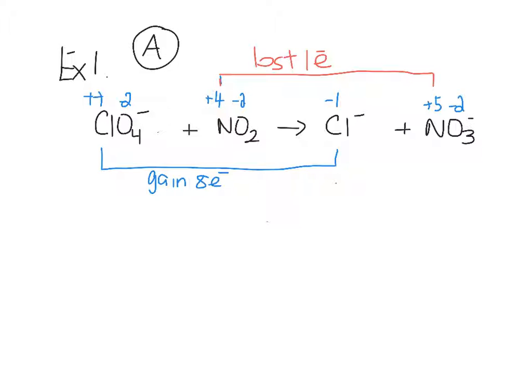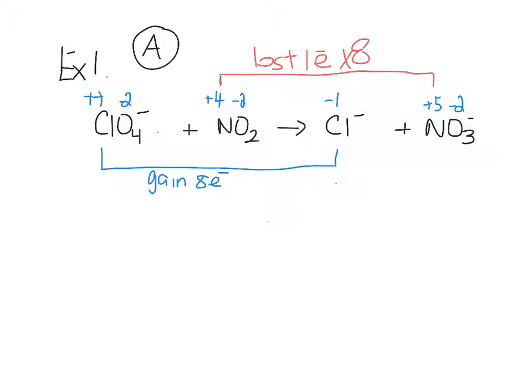Number 3 says calculate the simplest whole number coefficient to balance the number of electrons transferred. So, what number does 8 and 1 both go into? 8. So what you have to do is multiply this one by 8 so that the number lost equals the number gained, which is what I told you has to happen for redox reactions, right? So nitrogen lost 1 electron, but it had to happen 8 times for the chlorine to gain them.